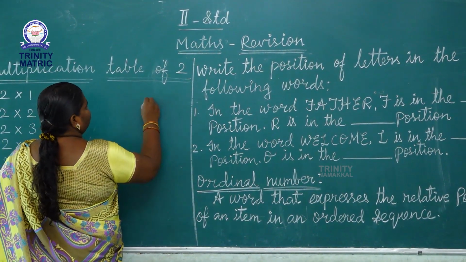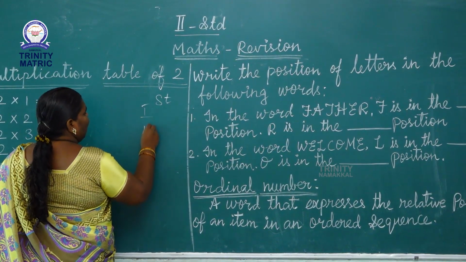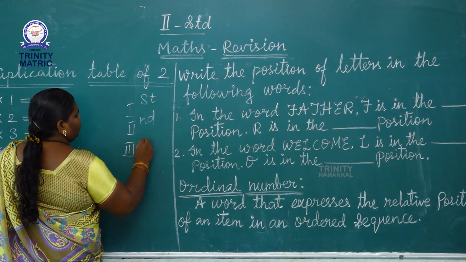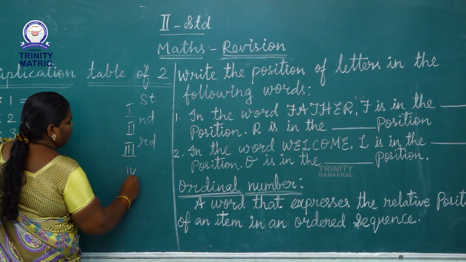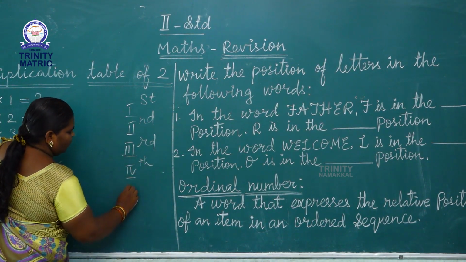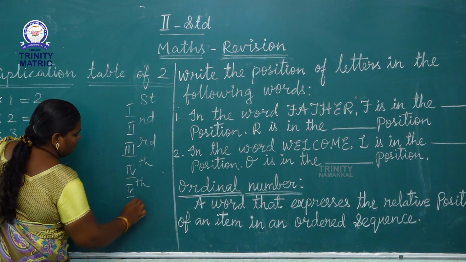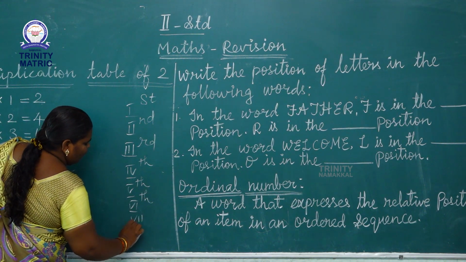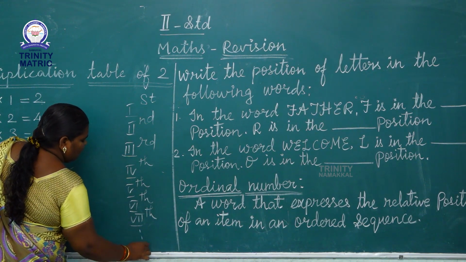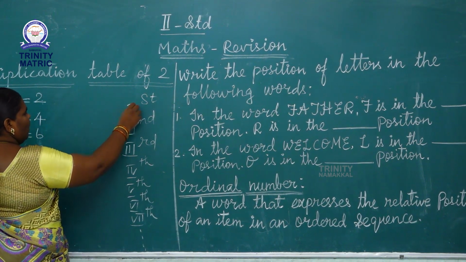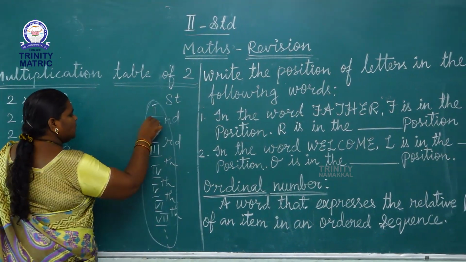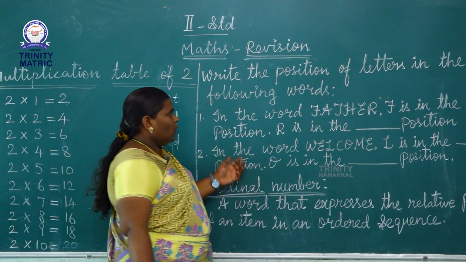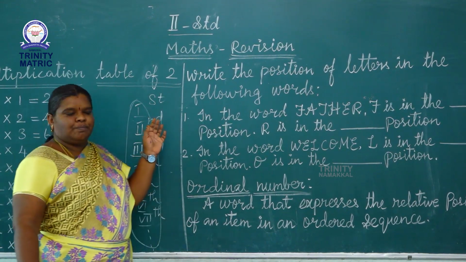First, second, third, fourth, fifth, sixth, seventh, etc. These are called ordinal numbers. Okay, we see the first sum.